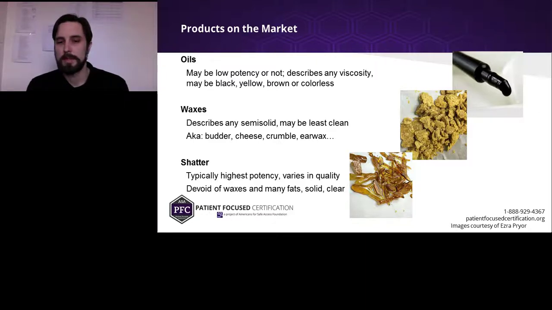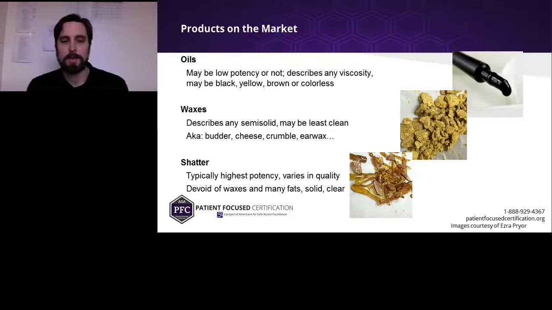This may be sort of the least clean in terms of how it's extracted. We'll show a little bit of that later. But this is sometimes referred to as butter, cheese, crumble, or earwax. So you can see it kind of has this soft, pliable nature to it.